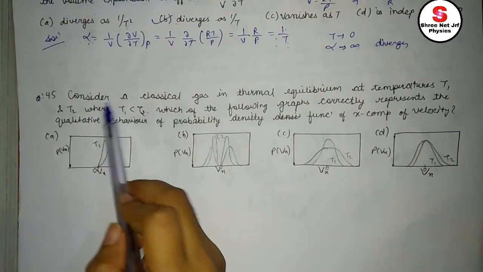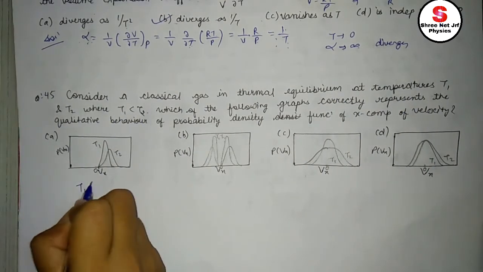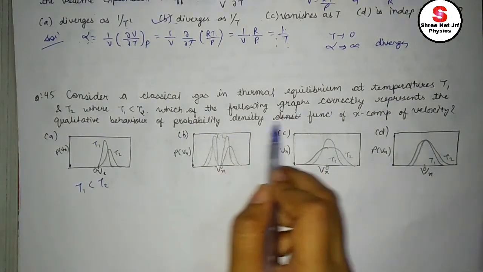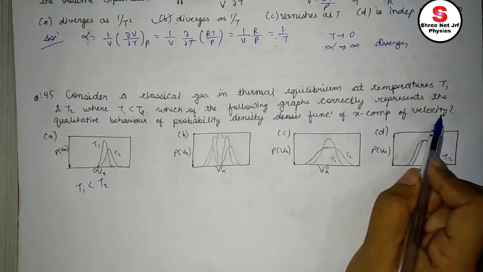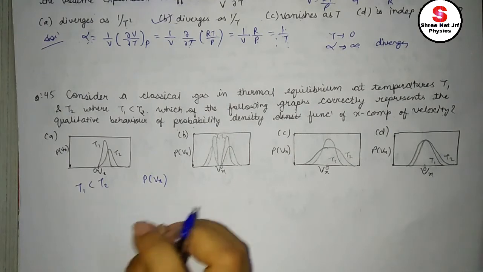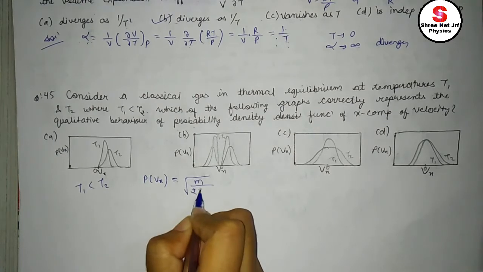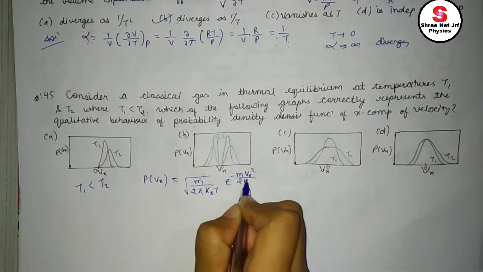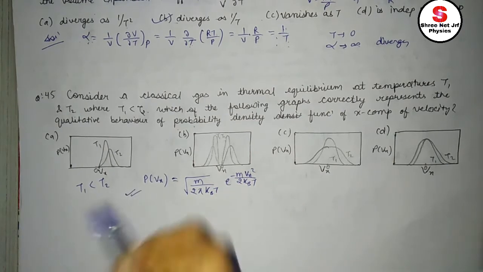Question number 45. Consider a classical gas in thermal equilibrium at temperatures T1 and T2, where T1 is less than T2. Which of the following graphs correctly represents the qualitative behavior of the probability density function of the x component of velocity? So, P(Vx). From the Maxwell velocity distribution, we know that P(Vx) is given by the square root of m divided by 2 pi kB T, times exponential of minus m Vx squared divided by 2 kB T. What can we do through this formula?